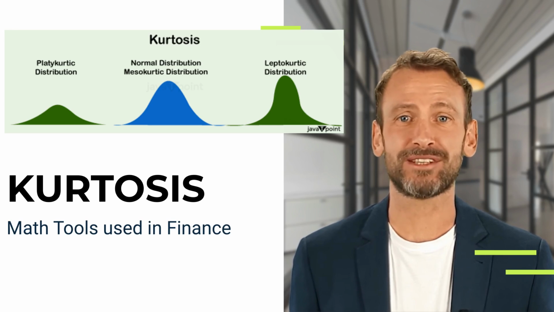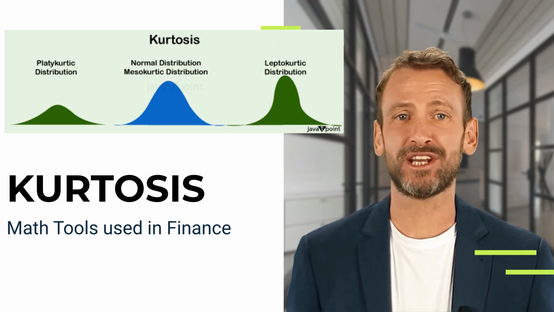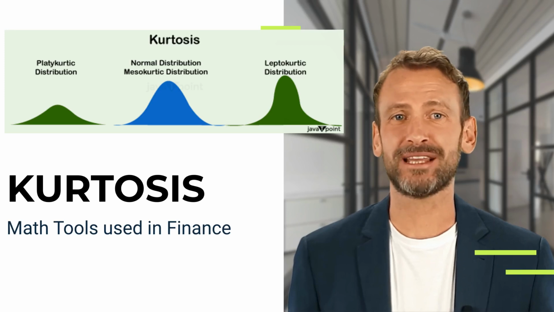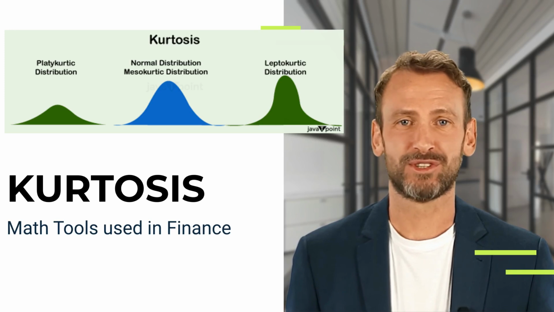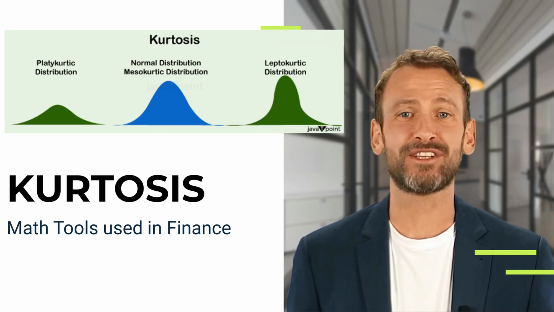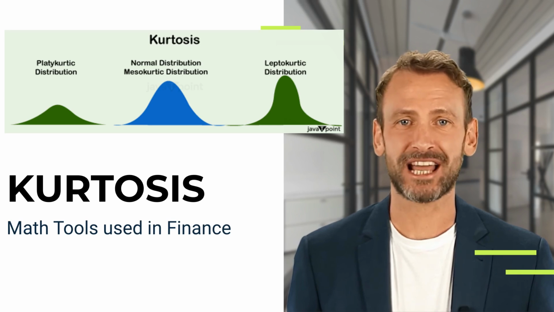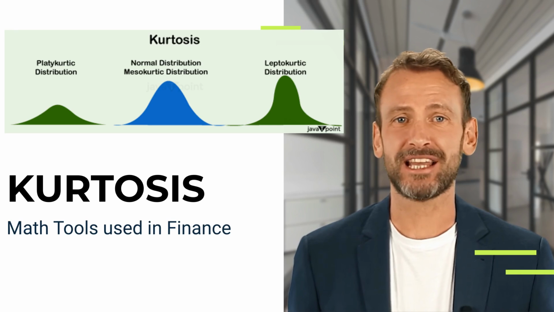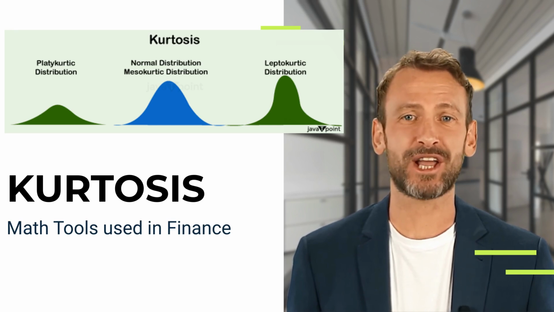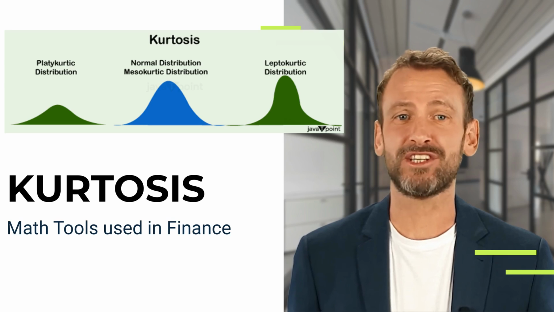While skewness focuses on the symmetry of the distribution, kurtosis is concerned with the peakedness or tailedness of the distribution. Leptokurtic distributions, which have a kurtosis greater than 3, have heavier tails and a taller, narrower peak than a normal distribution. This indicates that there are more extreme values, both high and low, in the distribution.